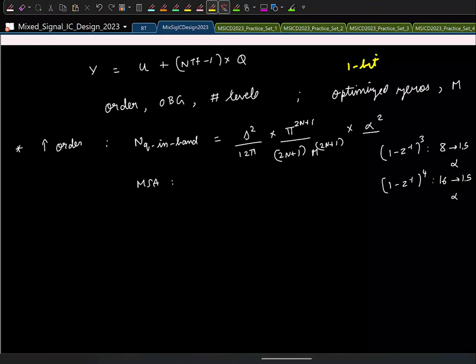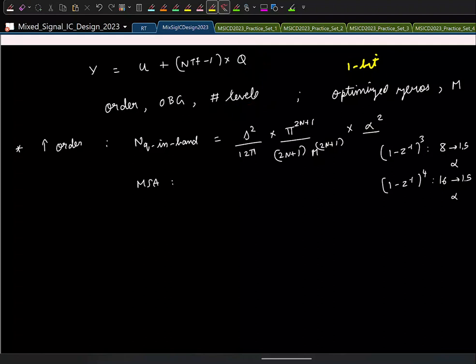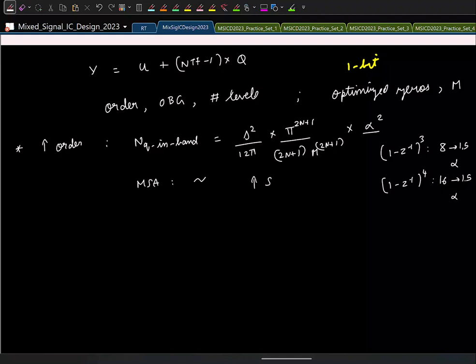Now remember, my MSA is coming from this guy, right? I want this guy to be within the limits. So I look at the second term. I am not changing the number of levels in the quantizer, so will this guy change? No. Now I'm keeping the out of band gain the same, so this will also roughly not change a lot. So your MSA will also be roughly the same. So overall I'll have an improvement in SQNR. And when you increase the order, this increase can be significant because this goes as 1 by m power something, right?